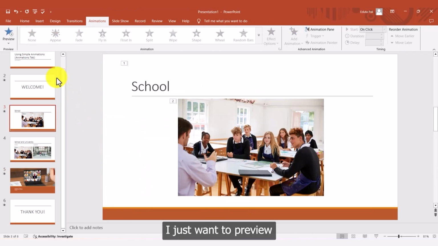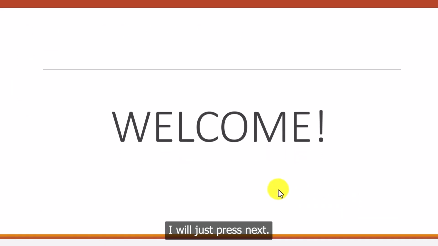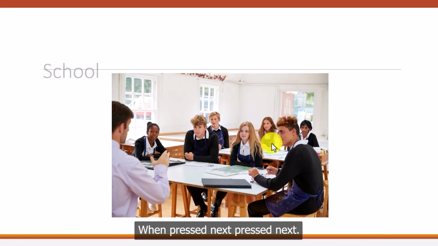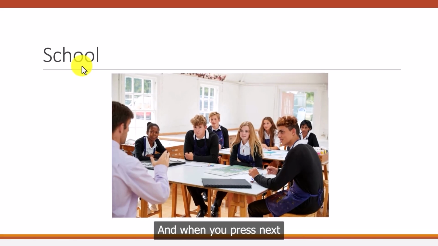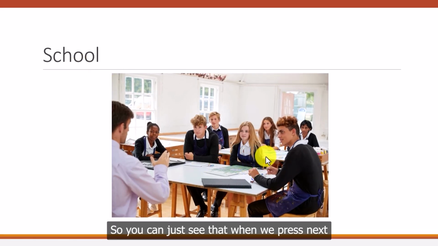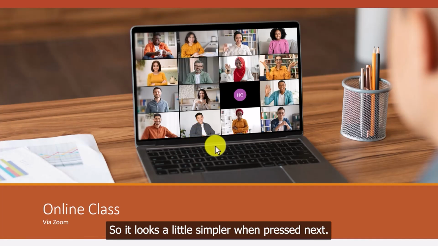So let's assume I just want to preview all the slides and all the effects and animations that I have implemented. I go to the slideshow, and here we'll just press next. It comes in a smoother way when I press next. This school text has an animation as well, and when we press next, this image has an animation of teeter. Then when we press next, it doesn't have any animation, so it looks a little simpler.